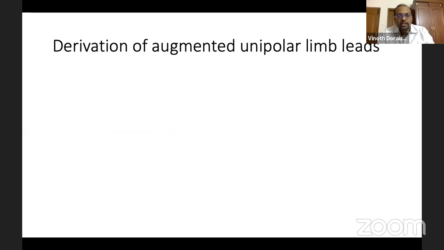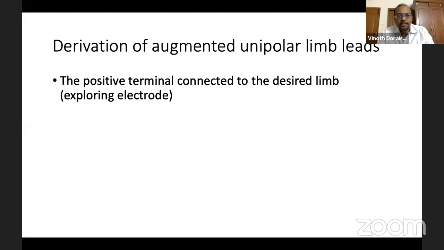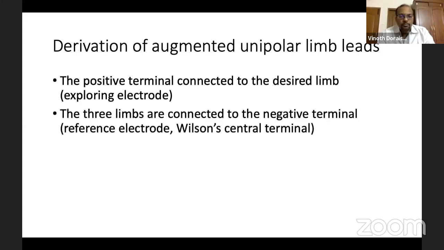These are the bipolar limb leads. So now, what are these augmented unipolar limb leads? These unipolar limb leads, as we said, are AVR, AVL, and AVF. That is right arm, left arm, and left leg. Each lead should have a positive terminal and a negative terminal. The positive terminal will be connected to the desired limb. For example, if it is an AVR, the positive terminal, or the exploring electrode, as we say, is connected to the right arm.